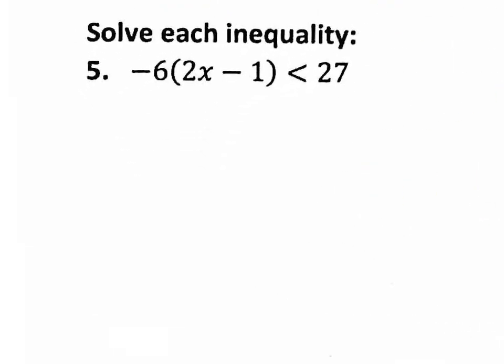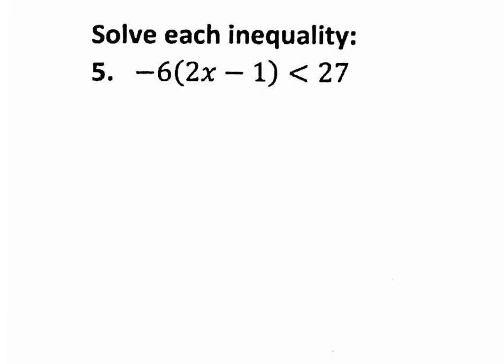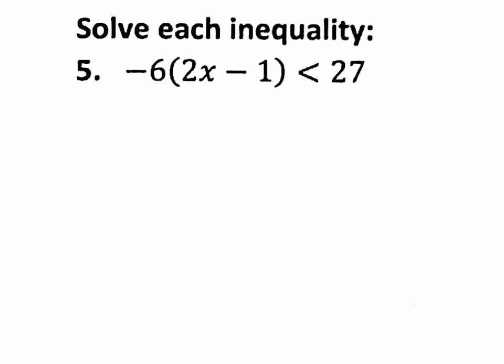Go for it. Okay, so it was brought to my attention that the answer number 5 and 6 are funky. And they're funky on purpose because you're probably going to end up with some funky answers on the midterm itself. So let's take a look at number 5. Let's distribute negative 6 times 2x, it's negative 12x. Negative 6 times negative 1, that's positive 6. Bring down the inequality and the 27.